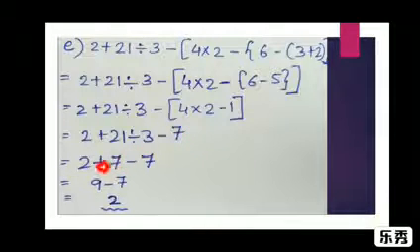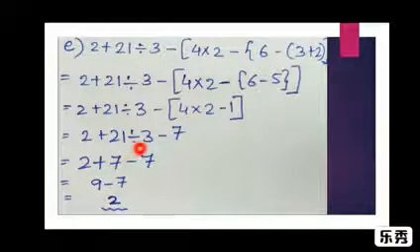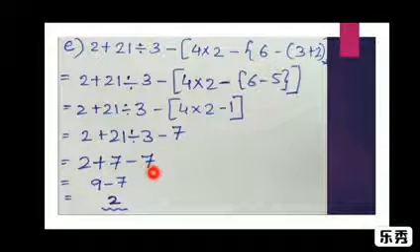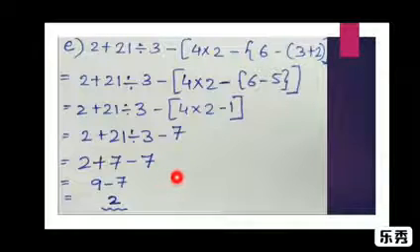Next step, now here we have to make a change because we open up the brackets. 21 divided by 3 is your 7 here. This 7 is the same here. And 7 and 2 is 9, and 9 minus 7 is 2. That completes your answer.